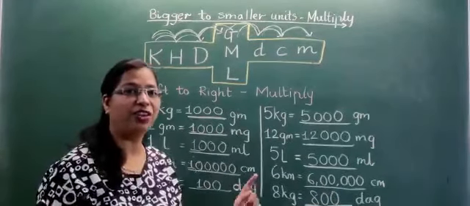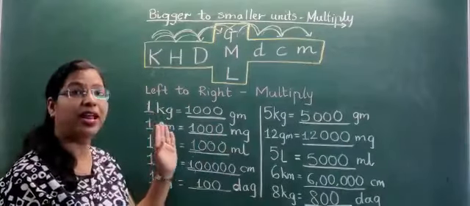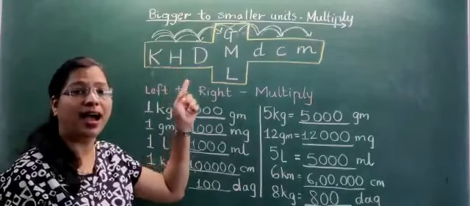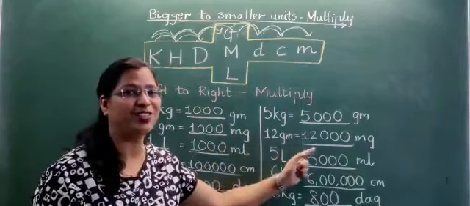I am sure now you have understood whenever you are moving from left to right, you have to go on multiplying by 10, 100, 1000 and so on.